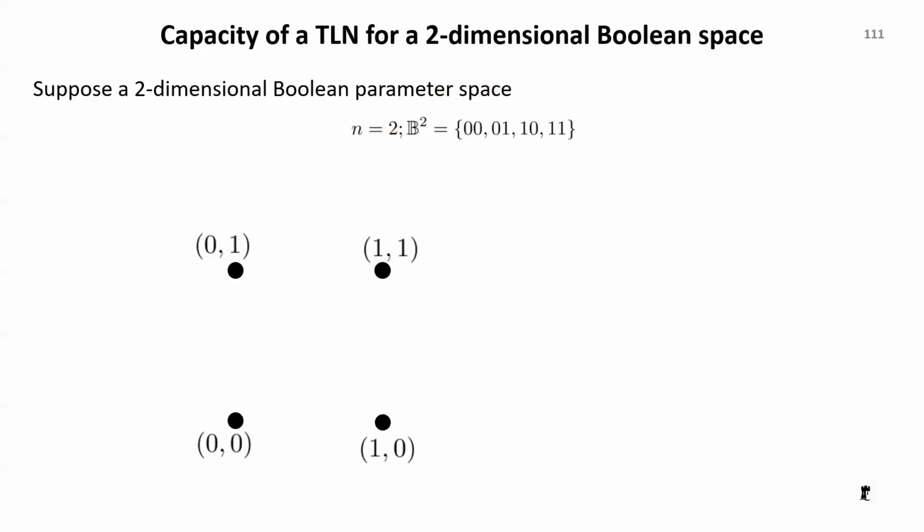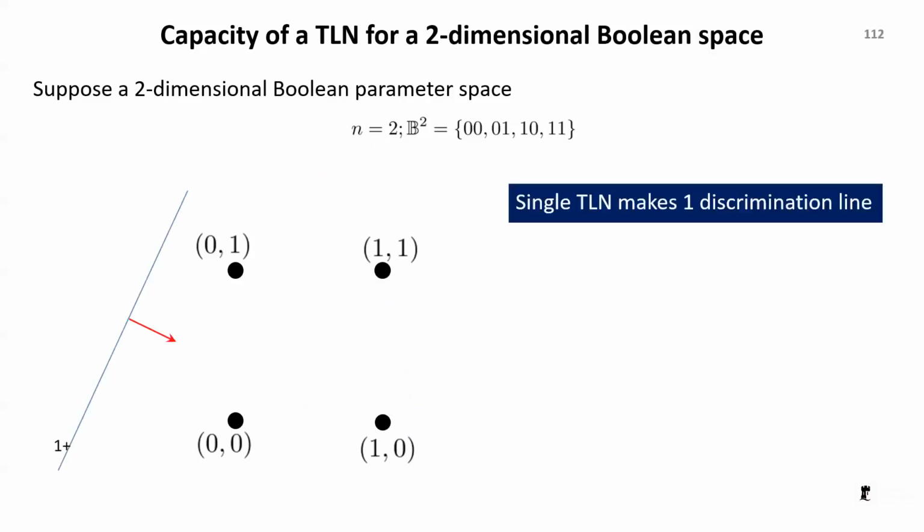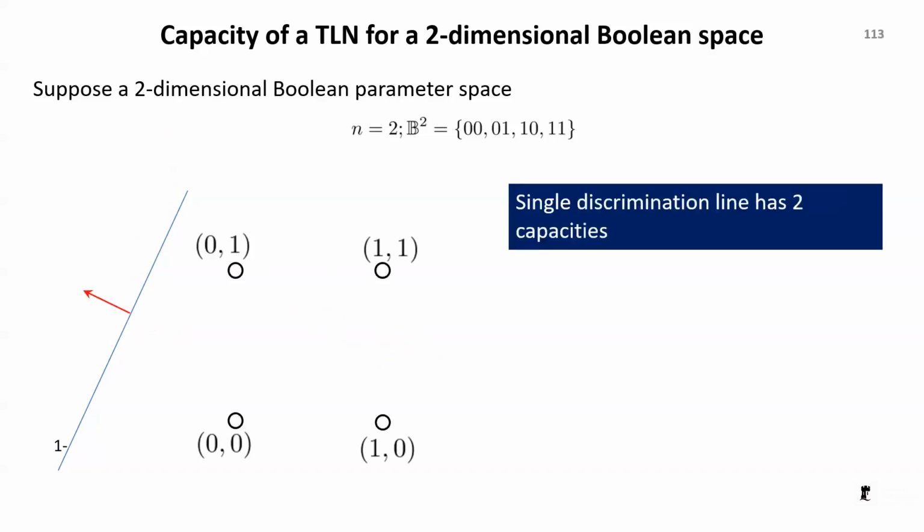If we have a single perceptron, it can do this, discriminate this, right? Anything pointing here is positive. But the same perceptron can do this. Now the orientation is reversed and everything there is negative. So a single discrimination line, the first one, has 2 capacities. Now we need to compute all the possibilities.